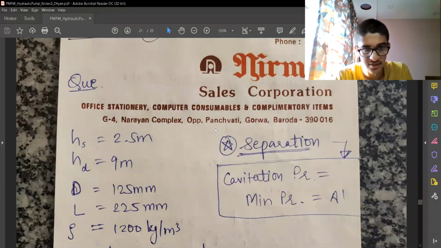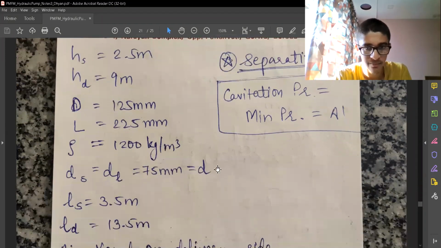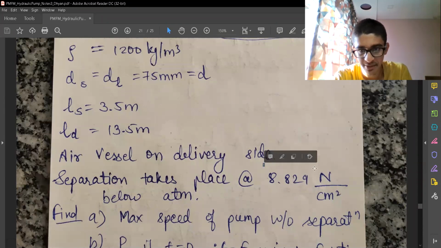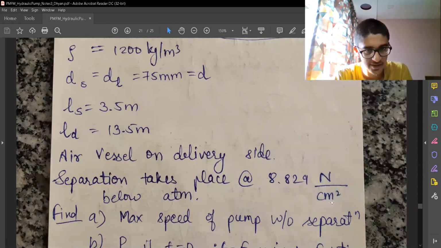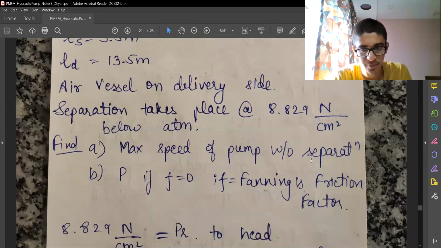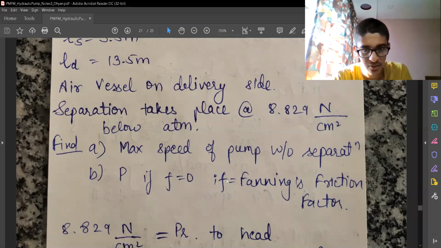You must remember that when the question states that flow separation is going to happen, flow separation is related to cavitation, and we know cavitation means some minimum pressure condition. So an air vessel on the delivery side is provided, and separation takes place, that is, cavitation takes place at this pressure. Newton per centimeter square is the unit for pressure, and this pressure is below atmospheric, that is, it is a gauge pressure. We need to find the maximum speed of the pump without separation. So we need to find omega, and we need to find the power if the friction coefficient is 0.